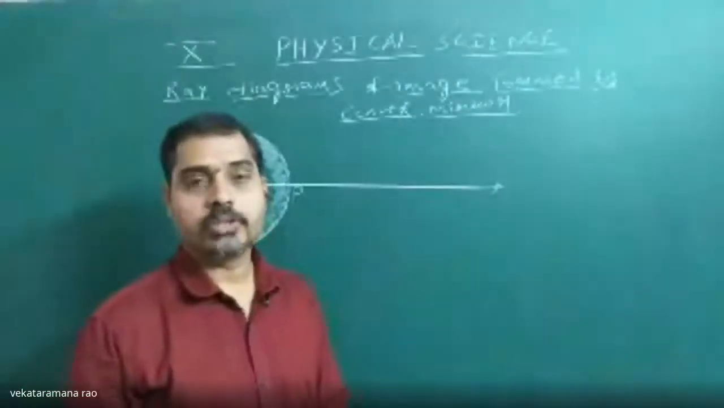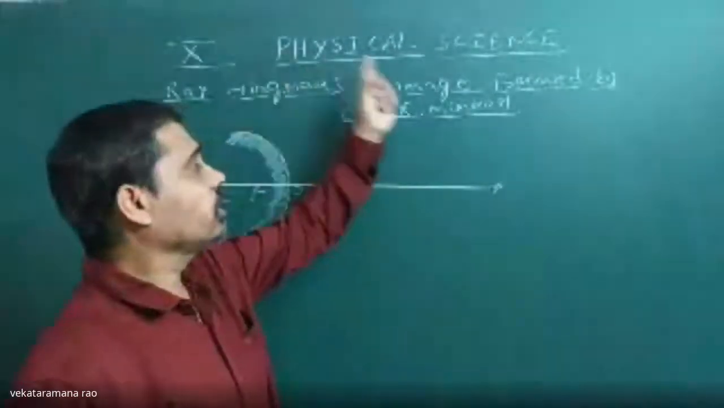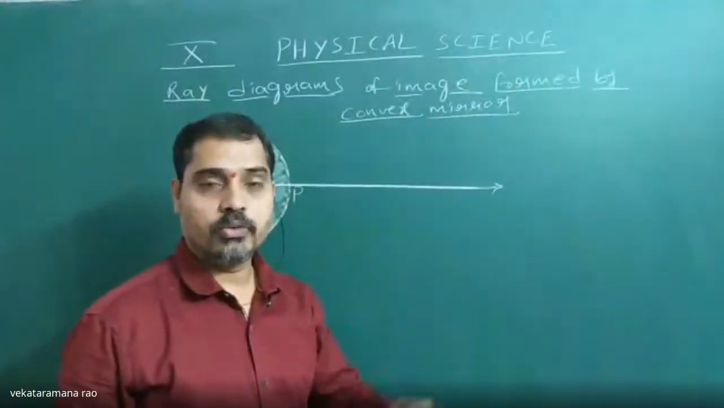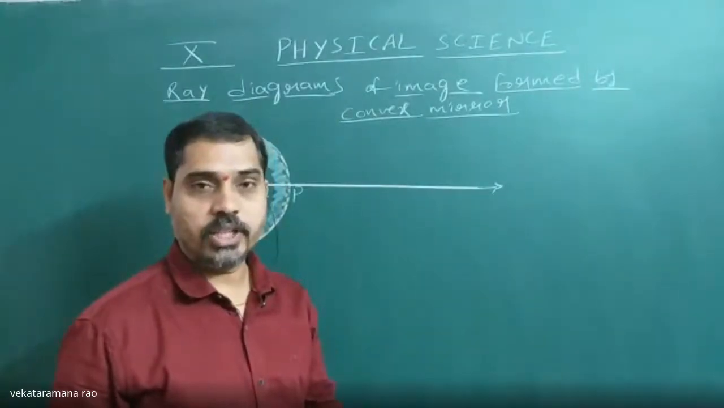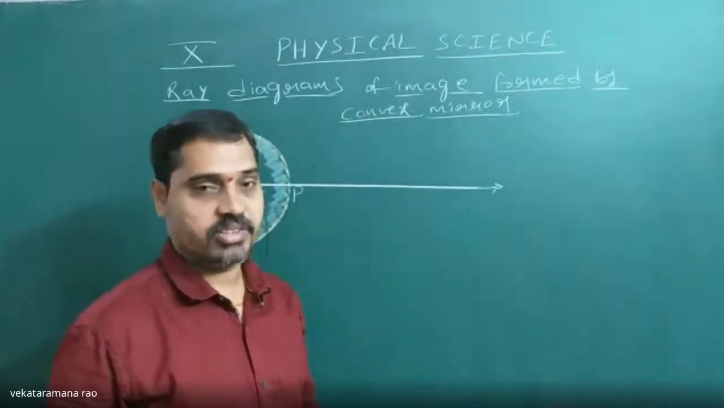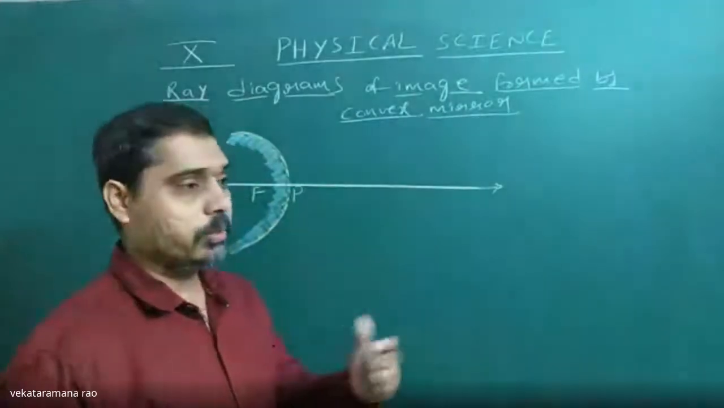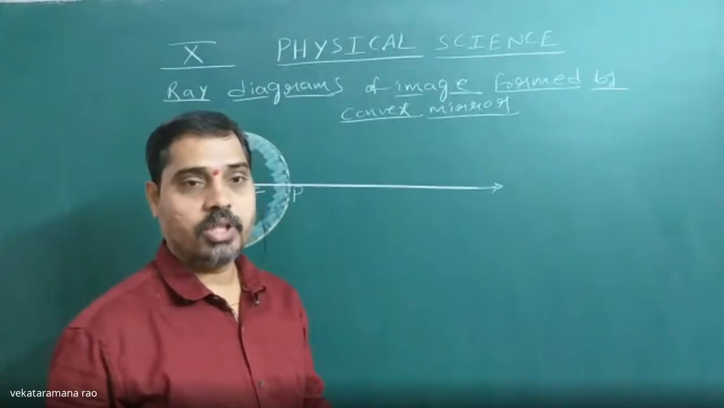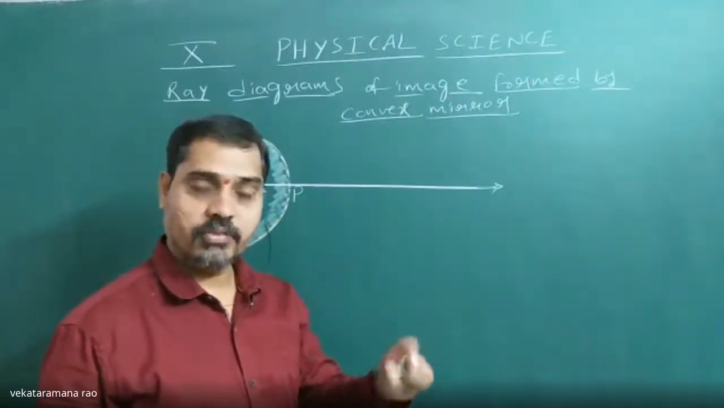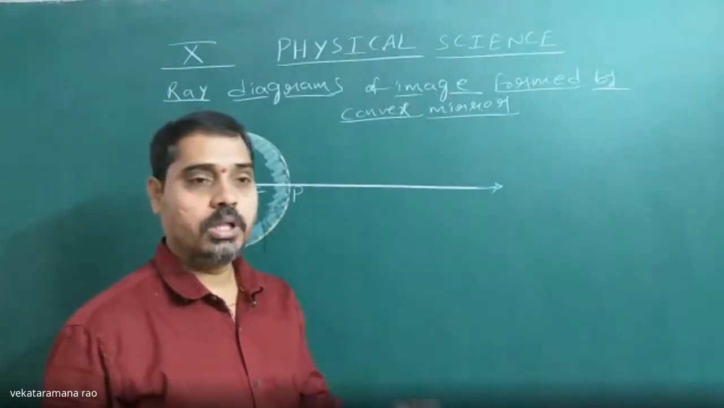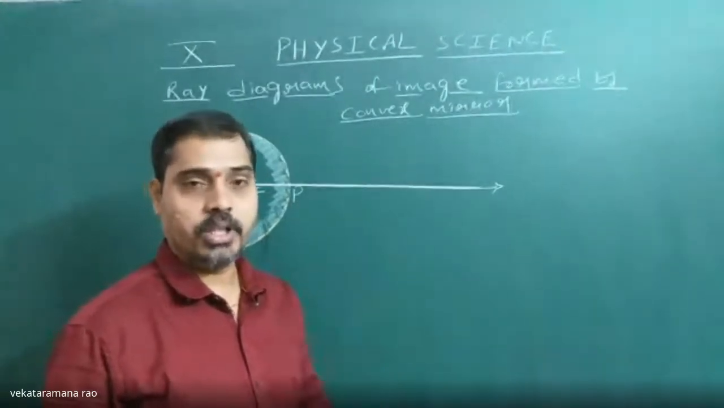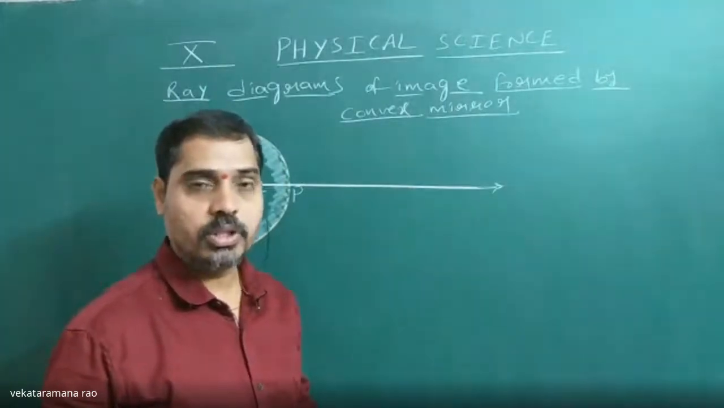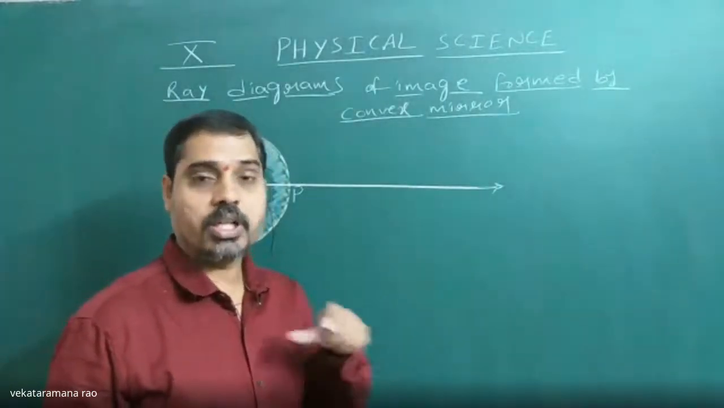Hi children, today's class, 10th class physical science, first chapter, reflection of light through curved surfaces or reflection of light through spherical mirrors. In that, we already completed what are spherical mirrors, what is a reflection, what is a concave mirror, what is a convex mirror, and how the convex mirror and concave mirror will be, and what are the terminology which we will use when dealing with concave and convex mirrors.